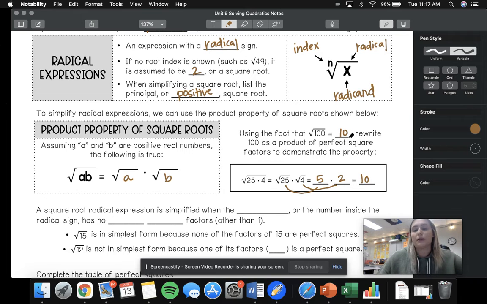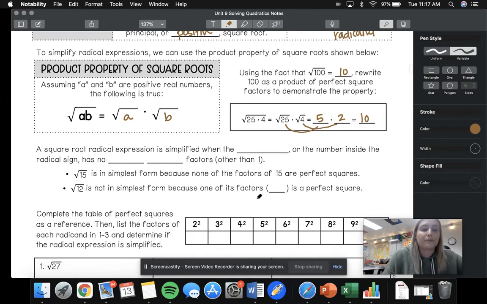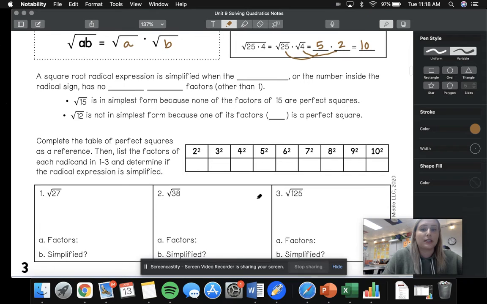What this shows us is we can break it up into perfect squares that we feel more comfortable with. A square root radical expression is simplified when the radicand, or the number inside the radical sign, has no perfect square factors.